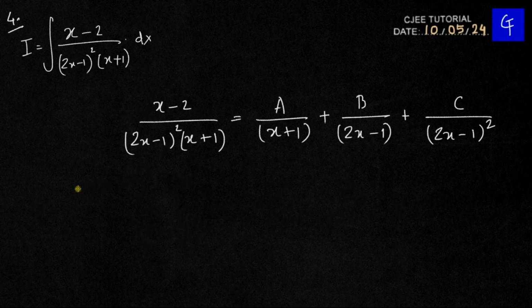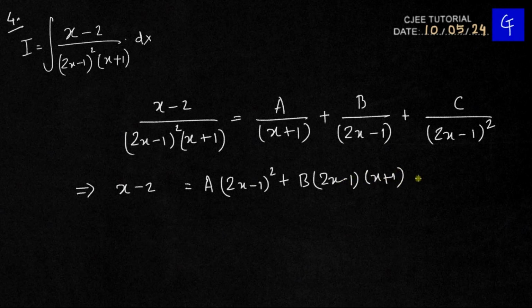Anyways, if we multiply both sides by the denominator of the left hand side, we are left with x minus 2 equals a into this, plus b into 2x minus 1 into x plus 1, and c into just x plus 1. I hope this much is clear.